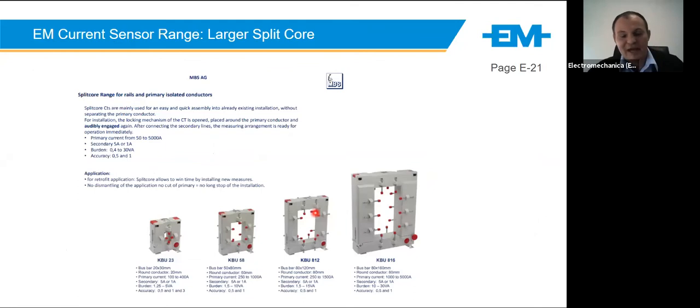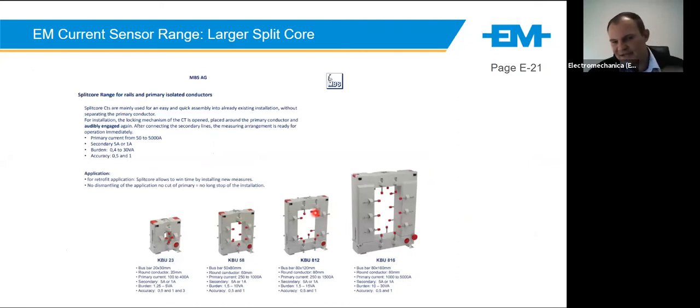Requests for, or customers are not aware of, a split core type CT. MBS has the range from 50 to 5,000 amps, with accuracy now on a split core from 0.5. All right. What is the application for these split cores?